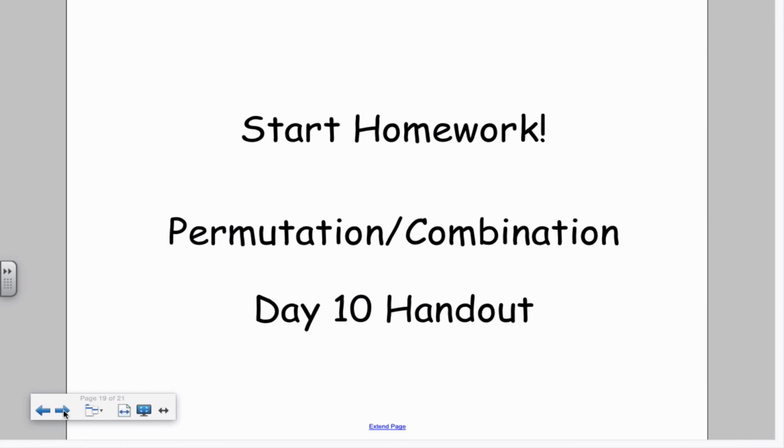All right, guys, so we're at the point where I'm going to have you start your homework handout. It's the day 10 handout. There are 3 different levels, a front and back page. When you've completed each section, ask the sub to come over and sign off on each section. Okay? And the answers are also online, so you can check your work and make corrections. Remember, you have to show that you've made corrections for full credit.